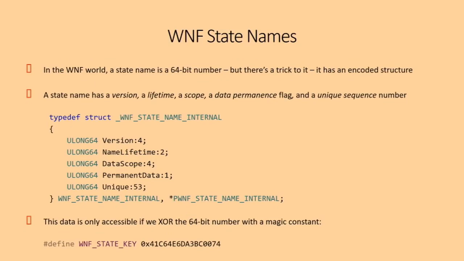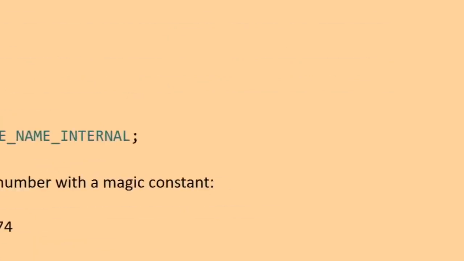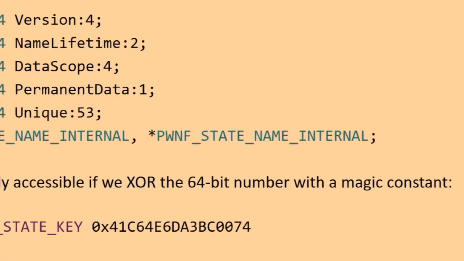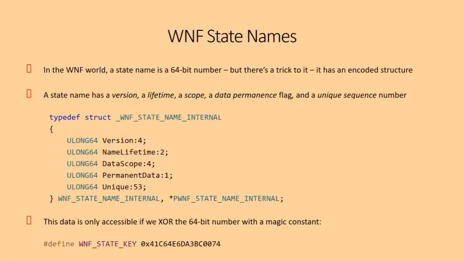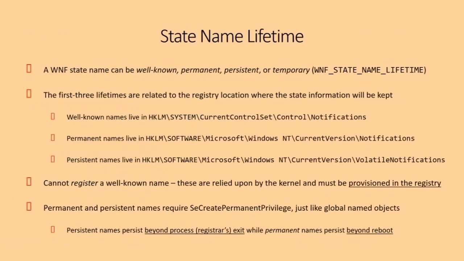The trick is you take a WNF state name, the 64-bit number, and you XOR it with this magic key here, which, who knows what it really means. I don't know if it's some person's name, in ASCII or whatnot, but you XOR it with this key, and then you get this data structure out of it with these different bits that mean different things. So they're not just GUIDs, they actually have meaning associated with them. So the first meaning is the lifetime.